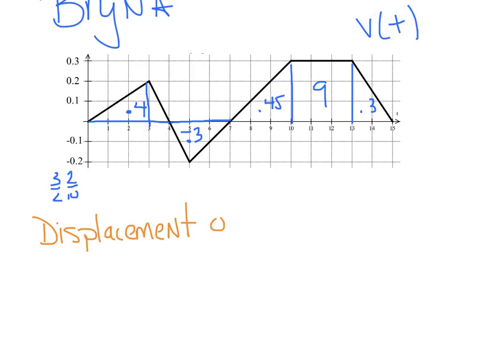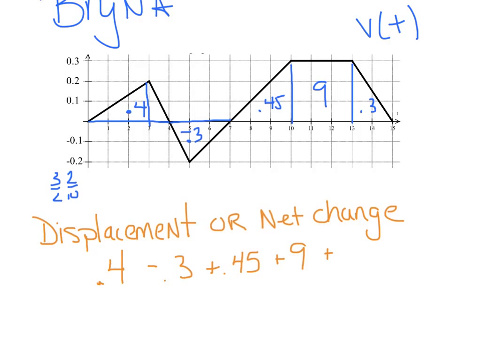Okay, displacement or net change. If I add them the way they are, if I take 0.4 minus 0.3 plus 0.45 plus 9 plus 0.3, that gets me, again, the word displacement or net change.